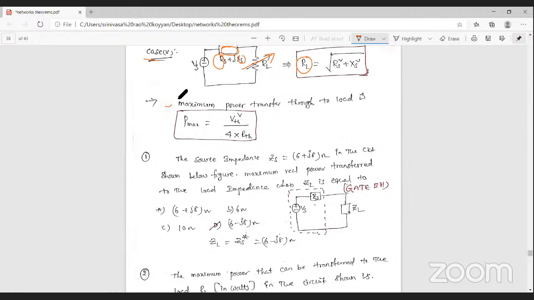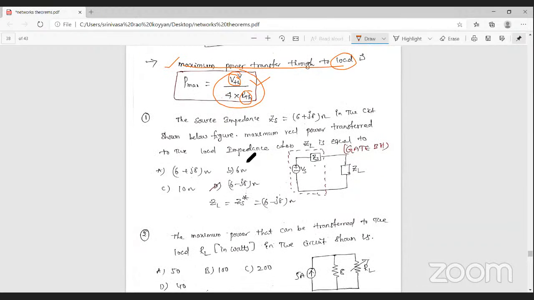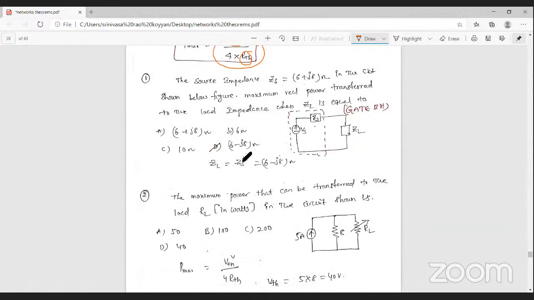So the next one is, what is the maximum power transfer through a particular load? So what is the formula? That is VTH square by 4 RTH. That is the formula, VTH square by 4 RTH. So VTH means Thevenin's voltage, RTH means Thevenin's resistance. Okay, so let us do the problems. What are the problems given on the maximum power transfer theorem?